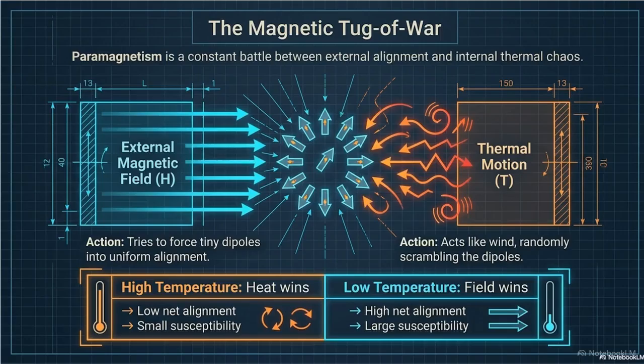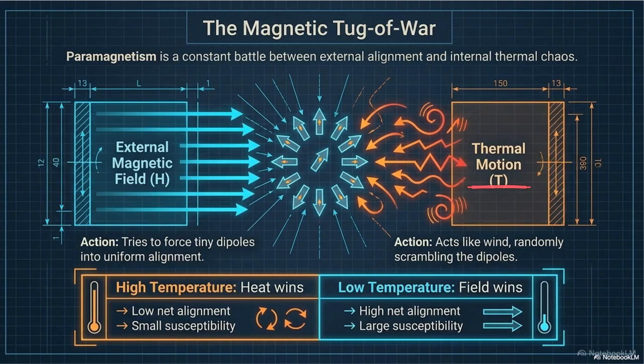This diagram illustrates the conflict. On the left side, the magnetic field pushes for order. On the right, we see the opposing force, thermal motion. Ambient heat acts like a violent wind, constantly randomizing and scrambling the alignment of those same dipoles. The temperature dictates which force wins.